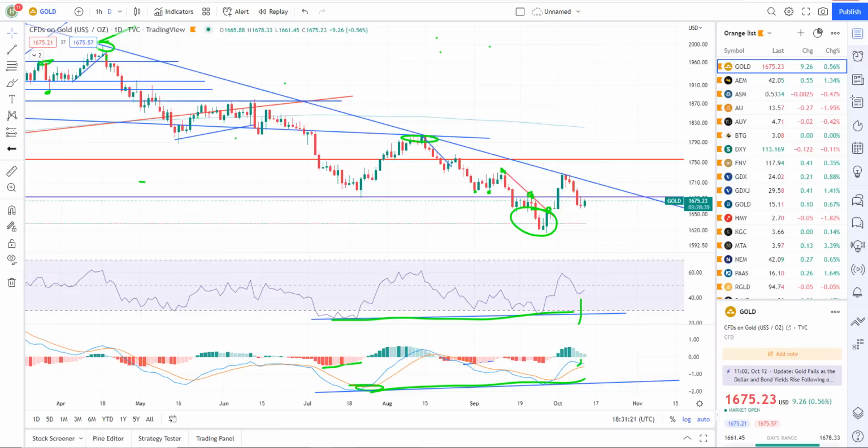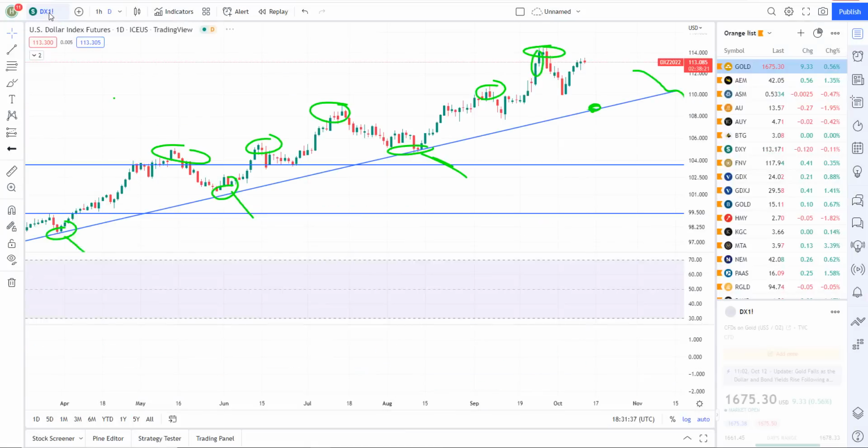So that gives me some pause, guys, on my short trades that I pointed out recently. And that's why my confidence is a little low. I'm seeing the potential for rallies in the market and gold. The dollar, let me show you the dollar.